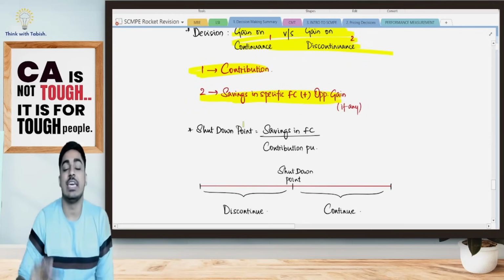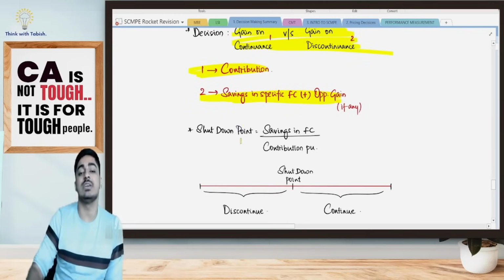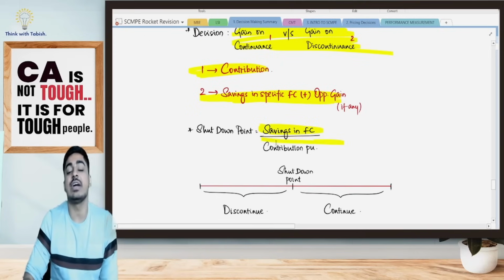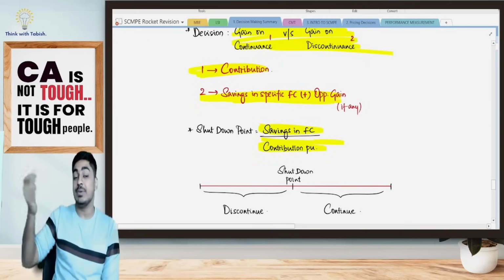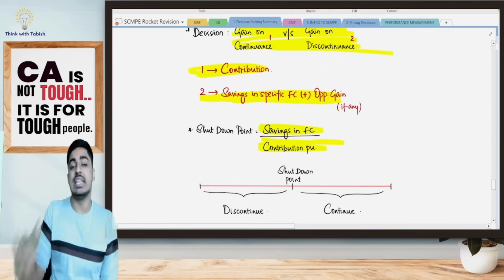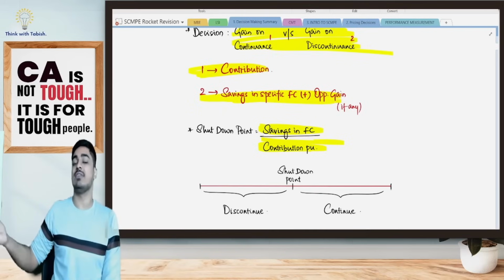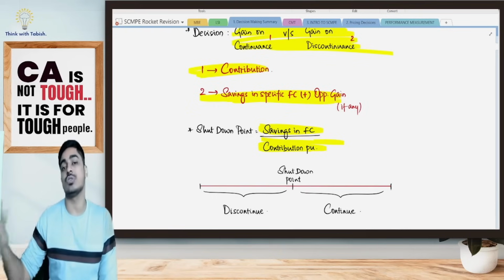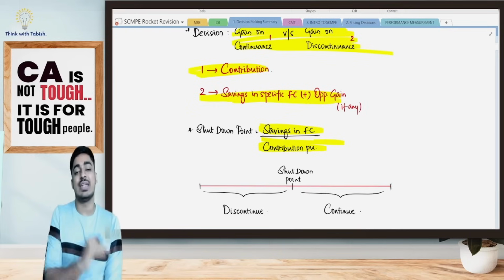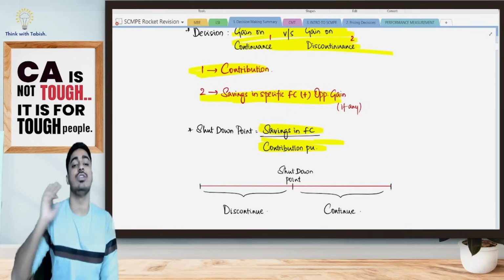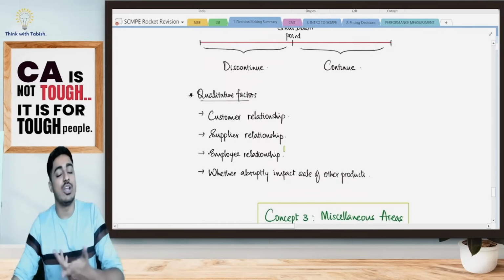What I'll be telling, if I discontinue, what is my benefit? Savings in fixed cost divided by, if I continue, what is the benefit? Contribution per unit. How many units should I be selling so that I'm indifferent? If in reality I'm selling more than that, I will tell, yes, gain on continuance is more, so continue. If I'm selling lower than that, there is no point continuing, discontinue your business. Is it clear?